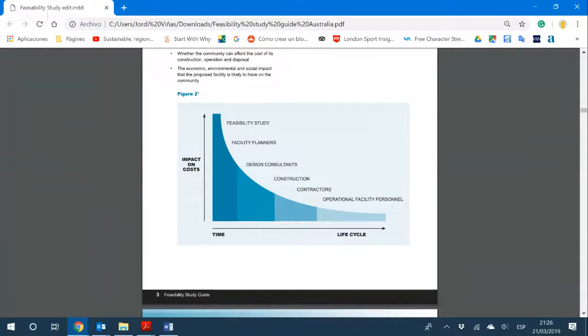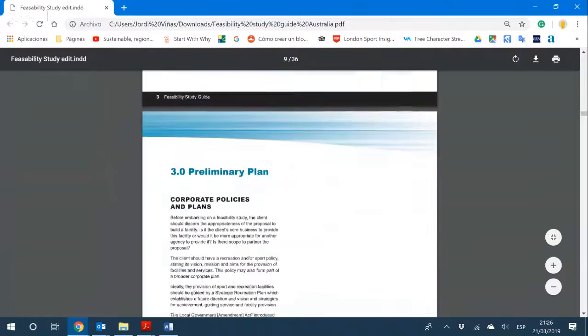That's important because sometimes we tend to put a lot of focus on managing and not on the previous steps of designing, construction, and so on. So that's quite illustrative as well and interesting.